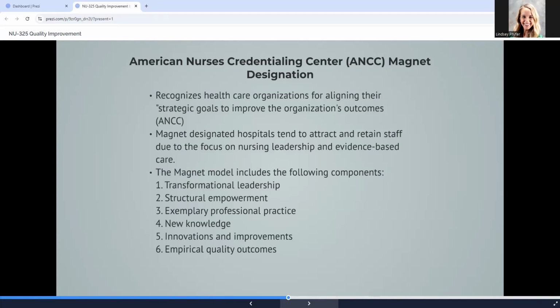So this is going back to that leadership presentation. We want to build an empowered nursing team, and that starts at the top with the nursing leadership and nursing management. And that's why it's so important to have effective leaders in place that can help promote that empowered nursing environment and workplace. And remember, the magnet model includes the following components: transformational leadership, structural empowerment, exemplary professional practice, new knowledge, innovations and improvements, and empirical quality results.